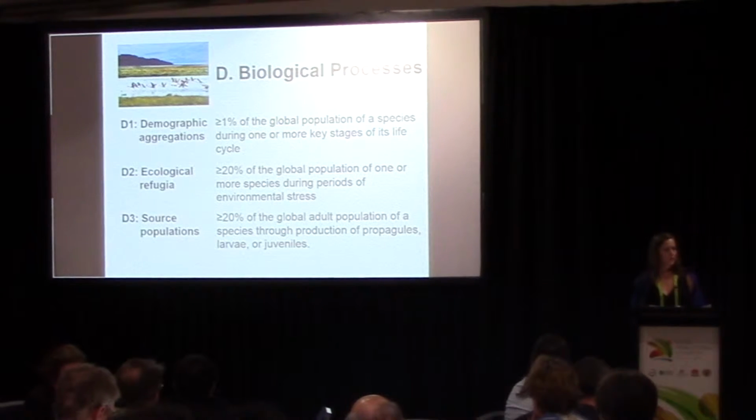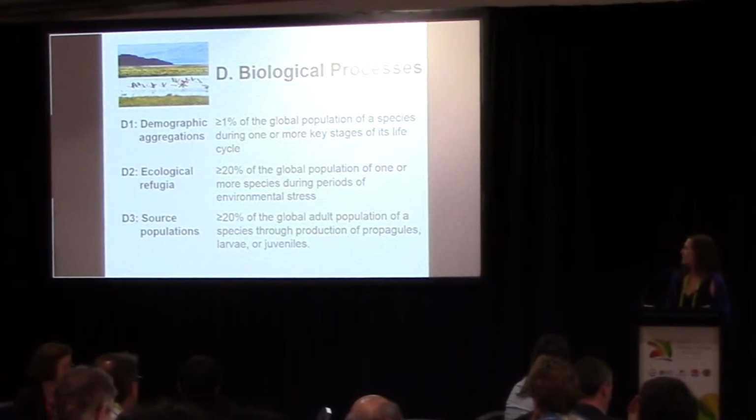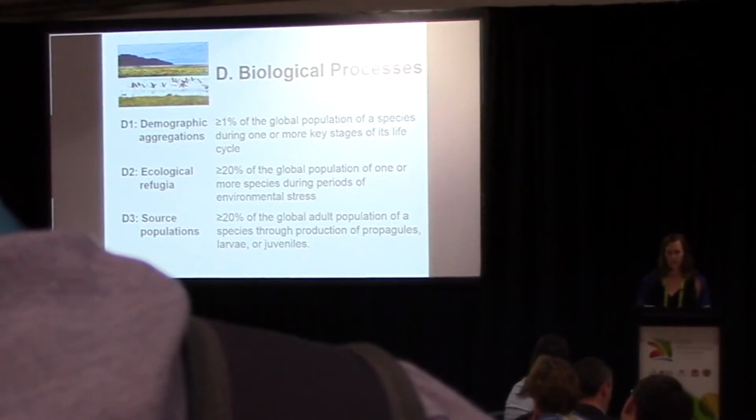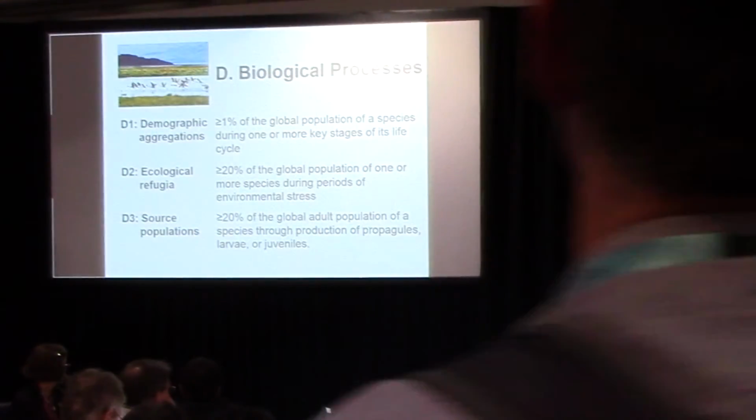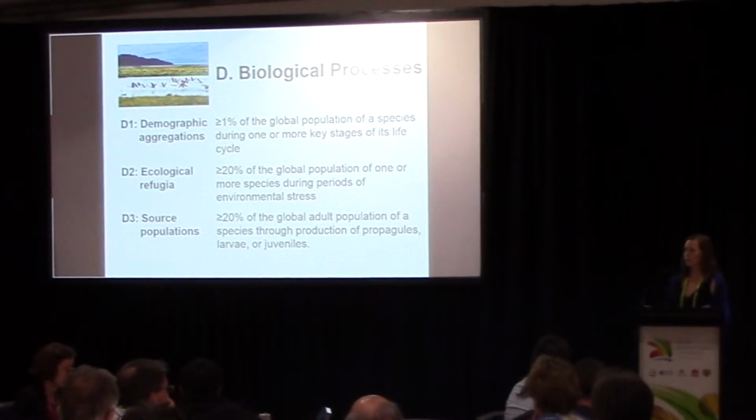The inclusion of criterion D for biological processes into the KBA standard is an explicit attempt to address species-level functional and structural components of biodiversity. Subcriterion D1 aims to identify sites where species aggregate in large numbers for breeding, migration, and other key life history events. So the threshold is that if the site holds at least 1% of the global population during one or more key stages of the life cycle, it would trigger KBA status.